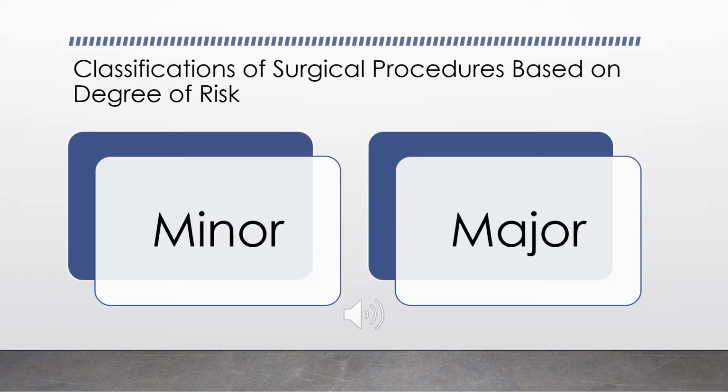Surgical procedures can also be categorized based on the degree of risk. So surgery can either be classified as minor or major based on how risky it is for the patient. A minor surgery can sometimes be done in the doctor's office, an outpatient clinic, or a same-day outpatient surgical center. It carries a very low risk of complications afterwards.